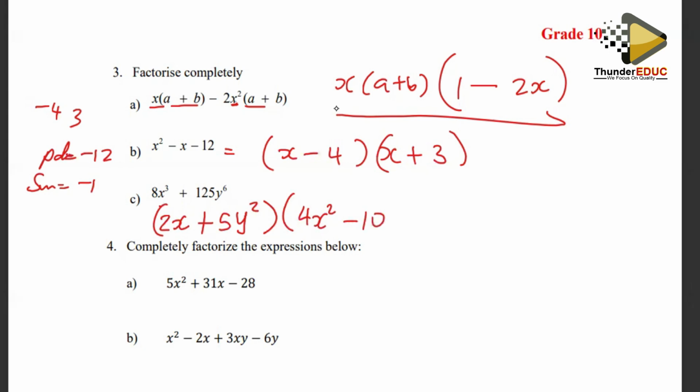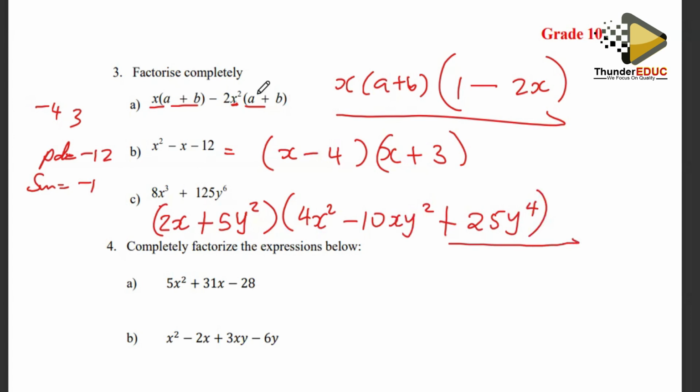That gives us 10x, but y squared. Plus, if we square this thing, 5 squared is 25, y to the exponent of 4. And then that becomes our final answer.